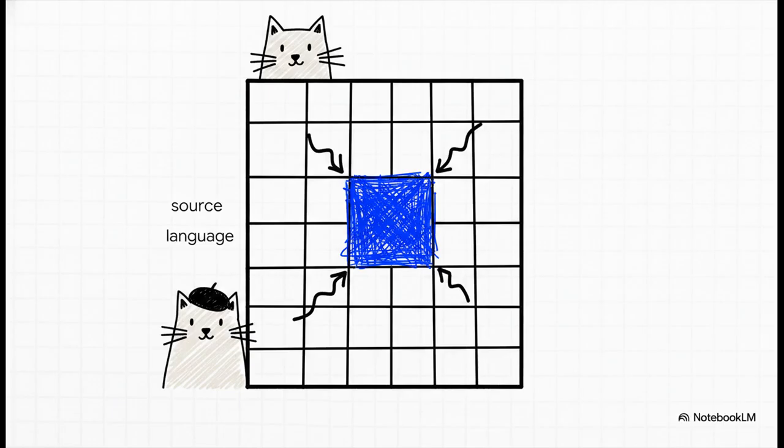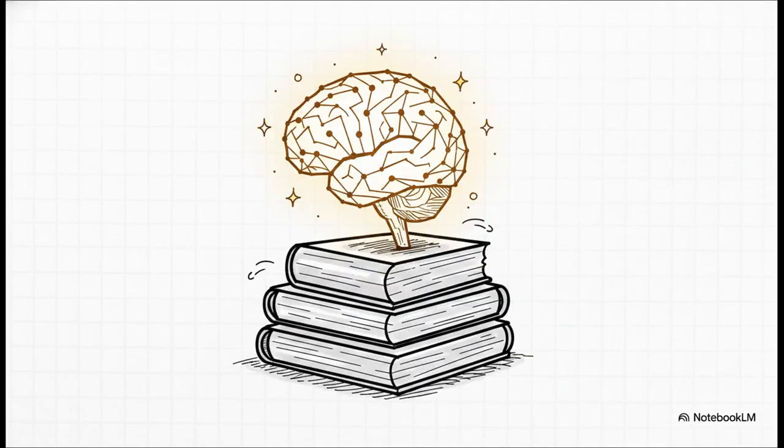If you were translating the English phrase the cat into the French phrase le chat, you would look at that alignment matrix grid and see the English word cat attending incredibly strongly to the French word chat. The anti-diagonal line we just saw with the numbers, that literally morphs into a dynamic, living map of grammar and vocabulary matching. Of course, this code doesn't just exist in a vacuum.